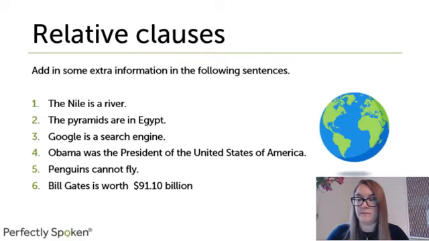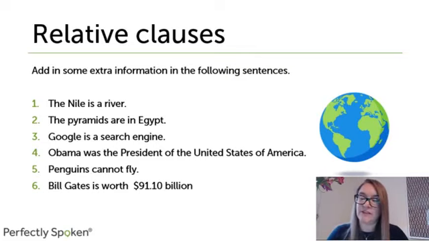Number 1, the Nile is a river. Number 2, the pyramids are in Egypt. Number 3, Google is a search engine. Number 4, Obama was the President of the United States of America. Number 5, penguins cannot fly. And number 6, Bill Gates is worth $91.10 billion.